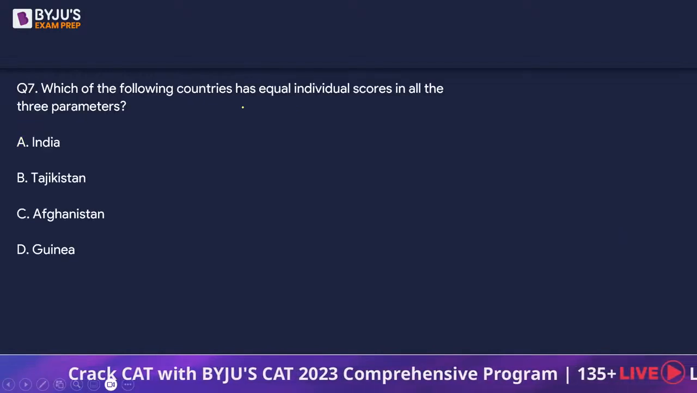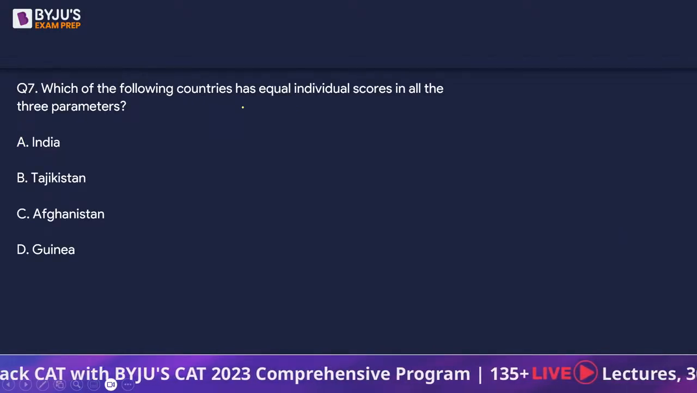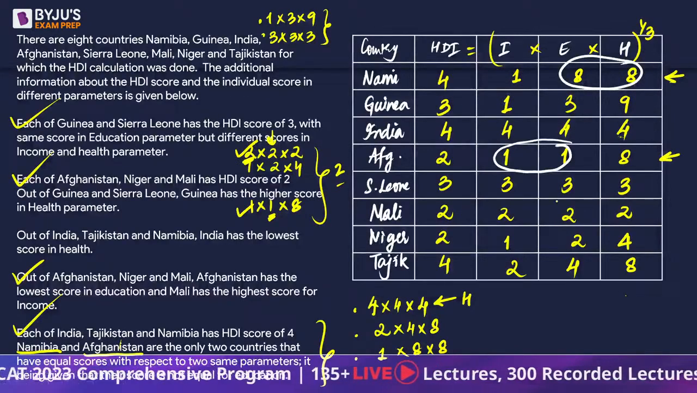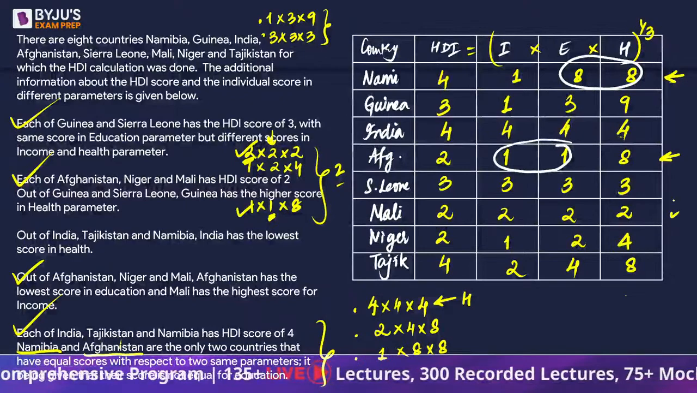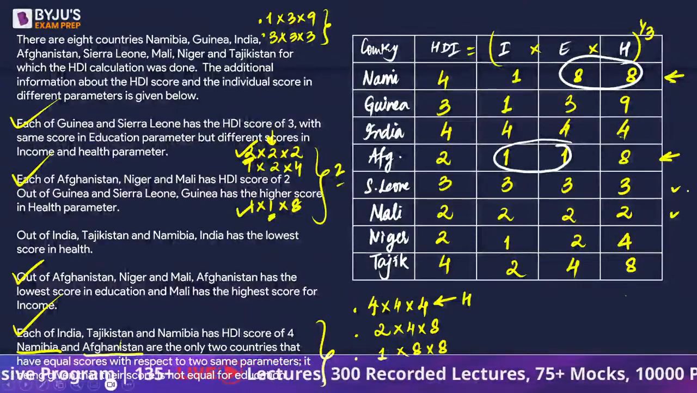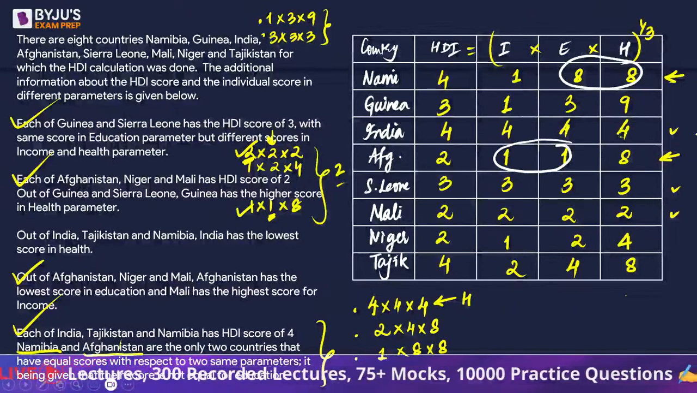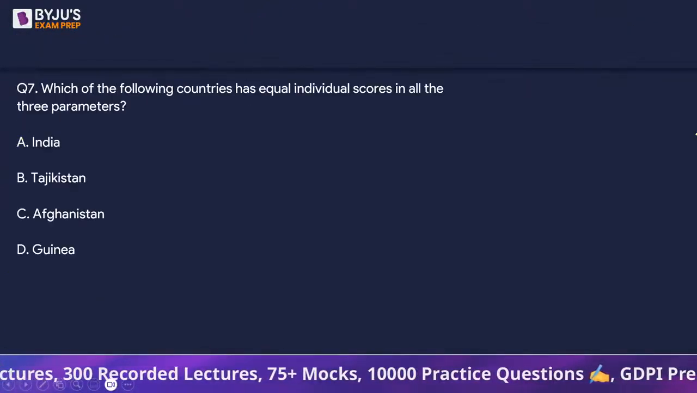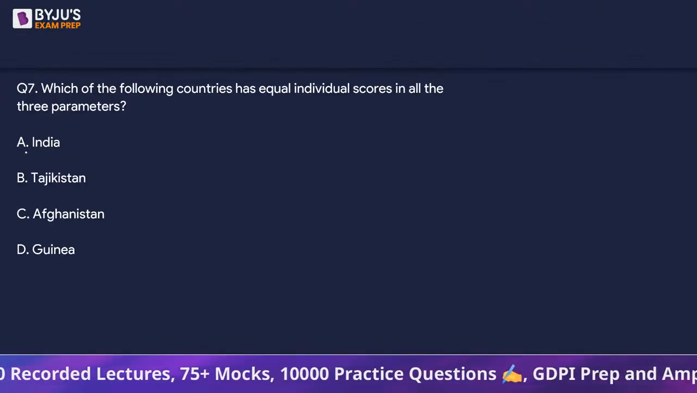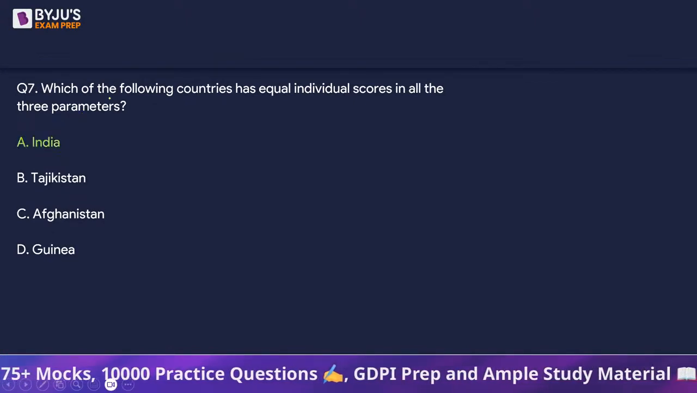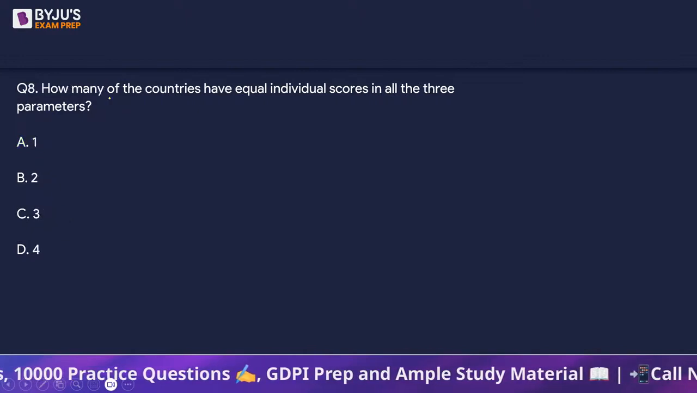Which of the following countries has equal individual scores in all the three parameters? Which are the ones where all three are the same? Mali and Sierra Leone and India, of course. 3, 222, 333, 444. So Mali, Sierra Leone, India. Only India is there in the options, so we'll take India, right? The other two are not there. So A is going to be the answer.